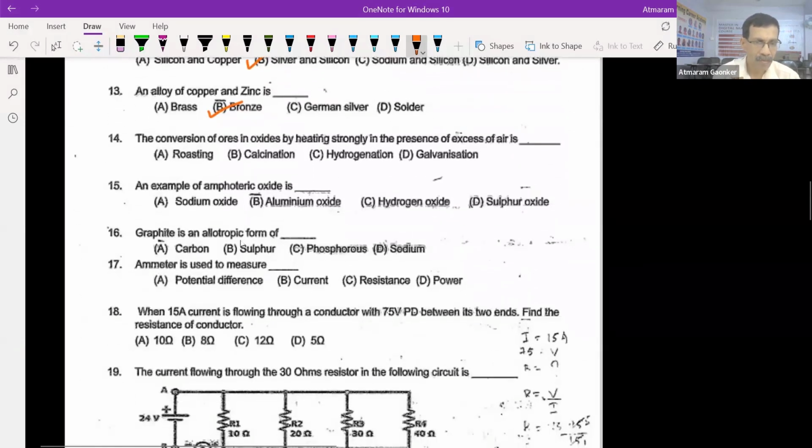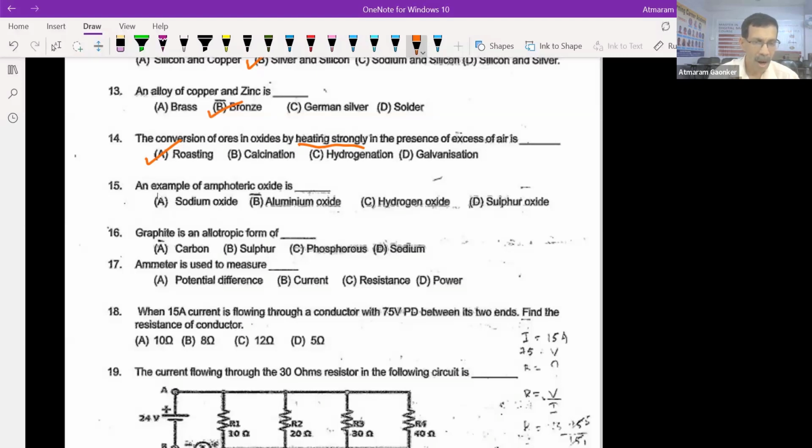Then the next one, the conversion of ore of oxide by heating strongly in the presence of excess of air. Now here, strongly heating is a word you have to catch. Strongly heating is nothing but roasting, and accordingly you have to take option A, which is roasting.